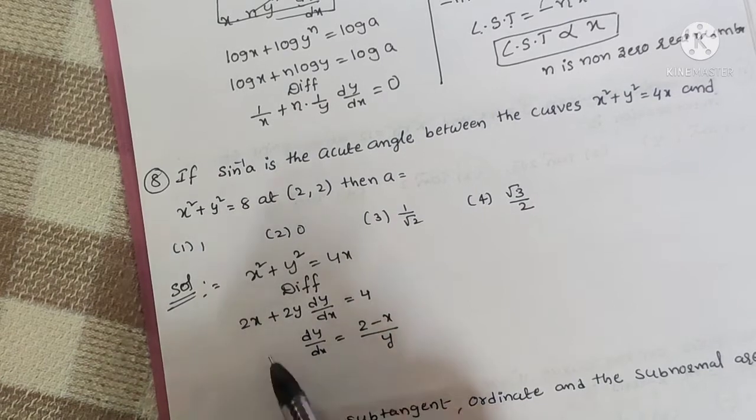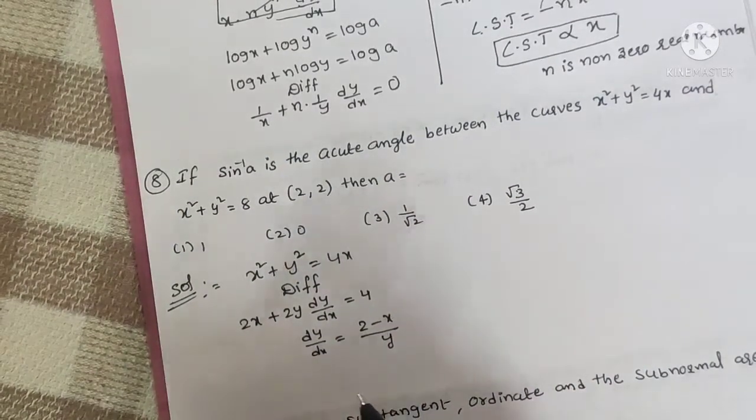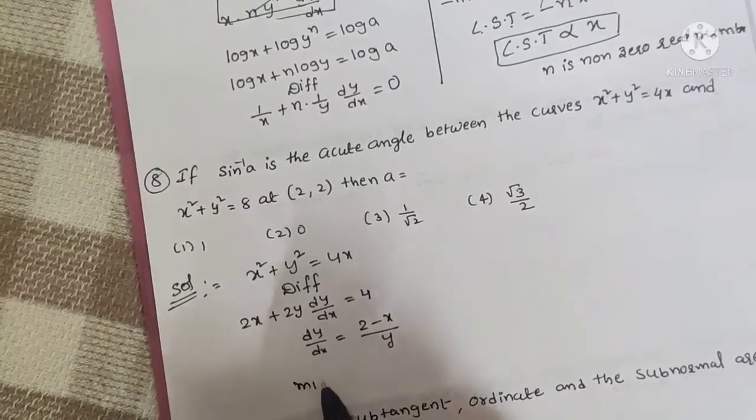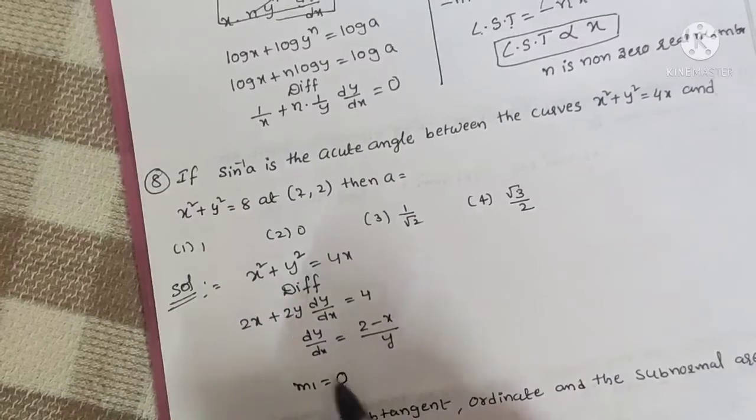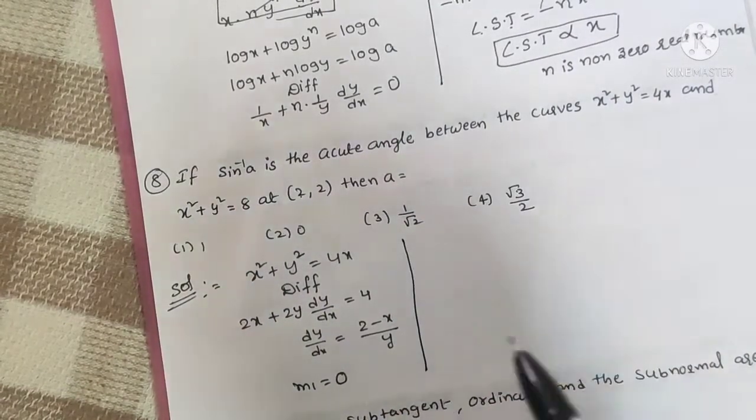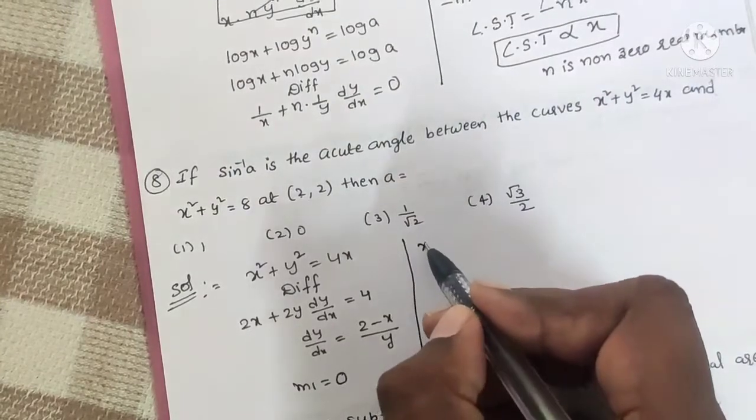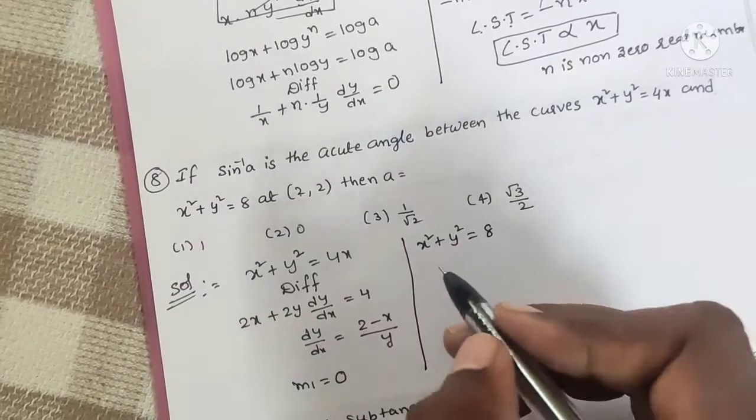Because if you take 2 common, the 2 and 2 just cancel. Sorry, then m1 is equal to x value; if you substitute 2 minus 2, that is 0, and 0 by anything is 0. That is the slope of the first curve. Next I am finding the slope of the second curve. What is the second curve? x square plus y square is equal to 8.